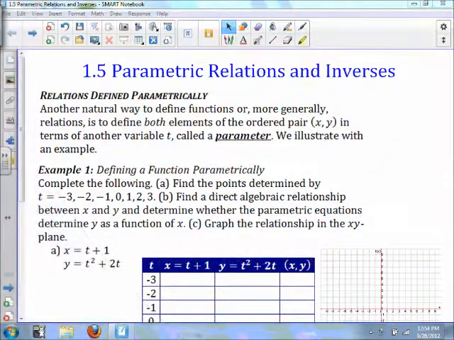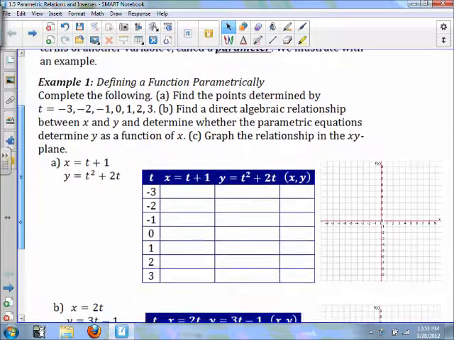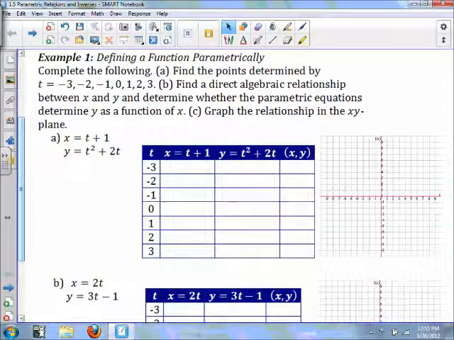Talk about parametric relations, and relations defined parametrically. Now, another natural way to define functions, or more generally relations, is to define both elements of the ordered pair in terms of another variable t called a parameter. We illustrate with an example. Now, complete the following. Find the points determined by t equals -3, -2, -1, 0, 1, 2, and 3.